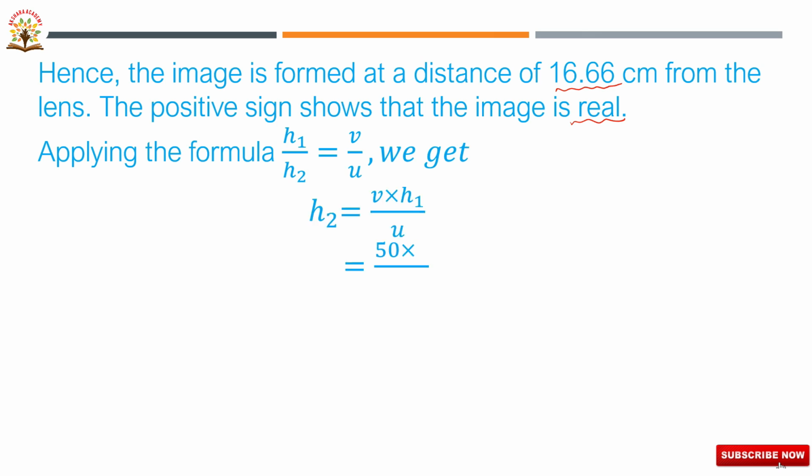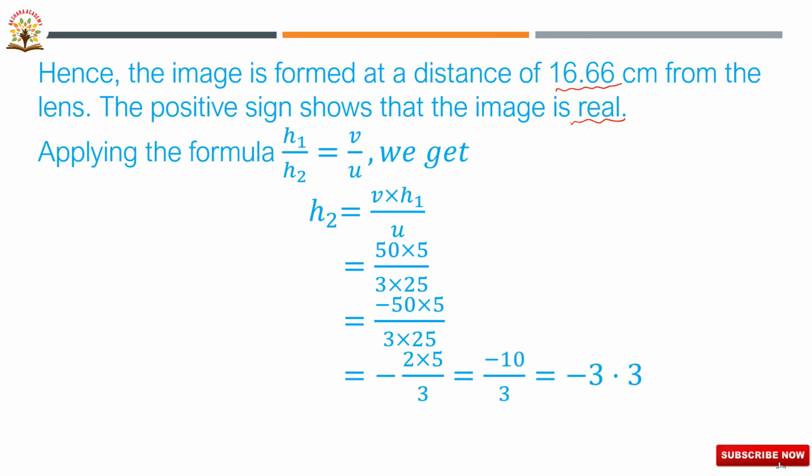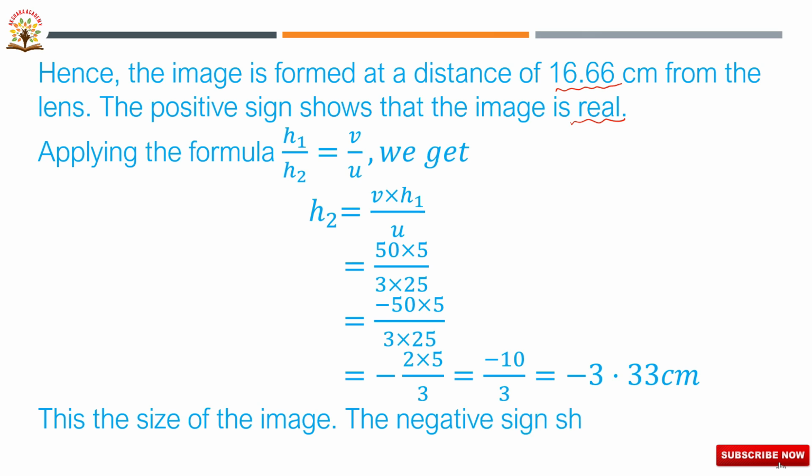Now we are calculating the image height. Applying the magnification formula, H2 by H1 is equal to V by U. We get H2 is equal to V into H1 by U. V is nothing but 50 by 3, that is 16.6 centimeters, H1 is 5, and they given U as 25. So 50 into 5 by 3 into 25.